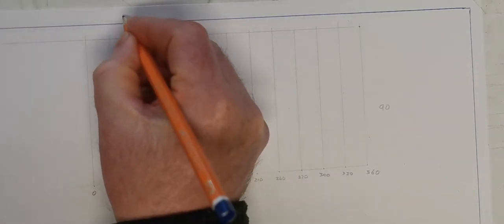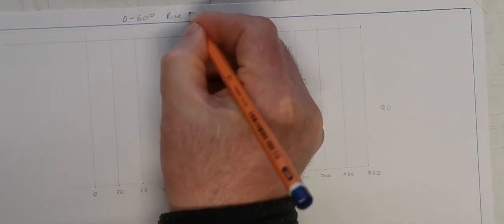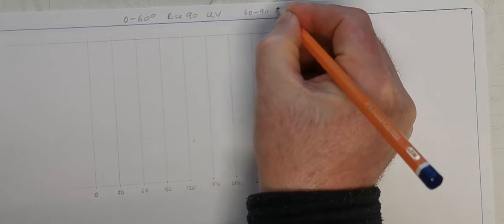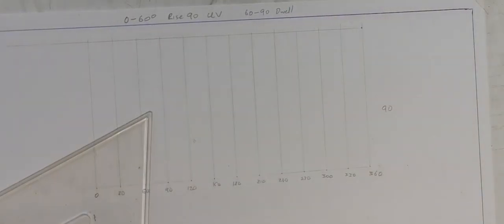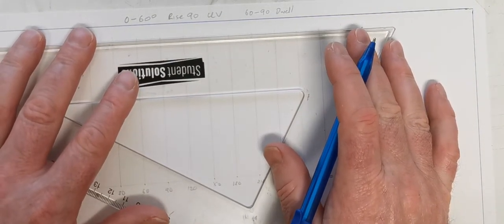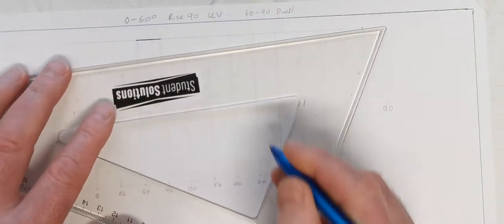So from 0 to 60 degrees, it rises 90, uniform velocity. Okay. Then it dwells, 60 to 90 dwell. So the 60 to 90, we know that's at the full height there, so I can actually heavy that in straight away.